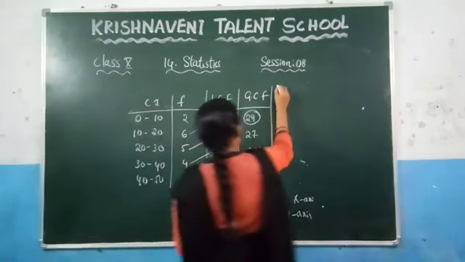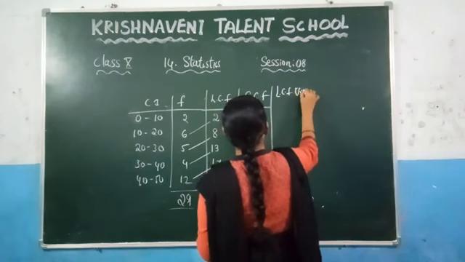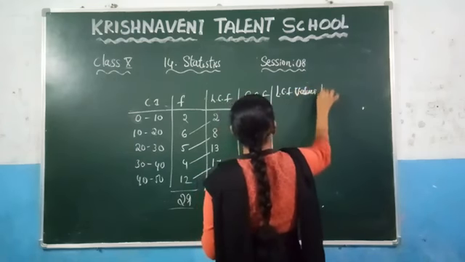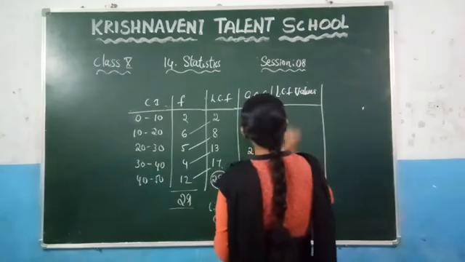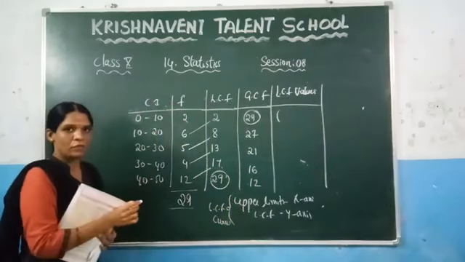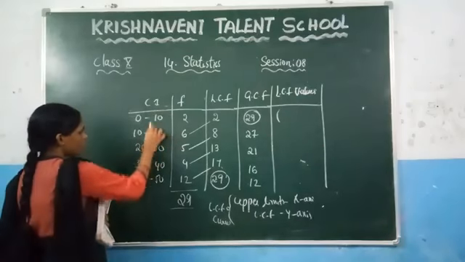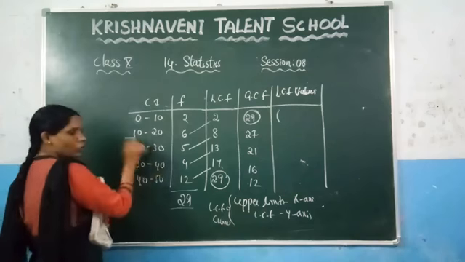So here I am writing one more column, less cumulative frequency values or coordinates, anything you can call it here. So if you want to represent less cumulative frequency on a graph, you need to take upper limits on the x-axis. What are the upper limits? You know that these are the upper limits and these are the lower limits.